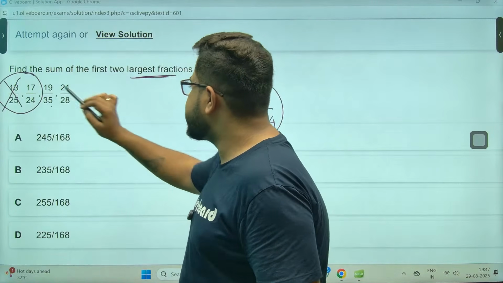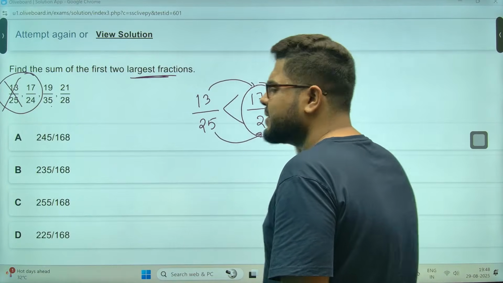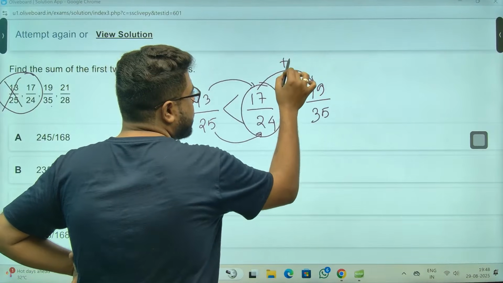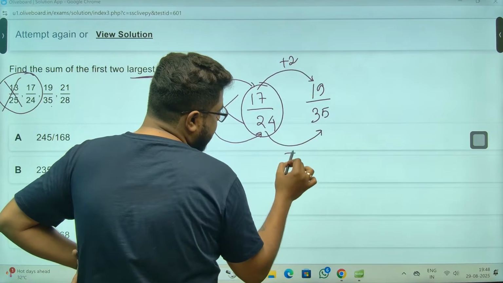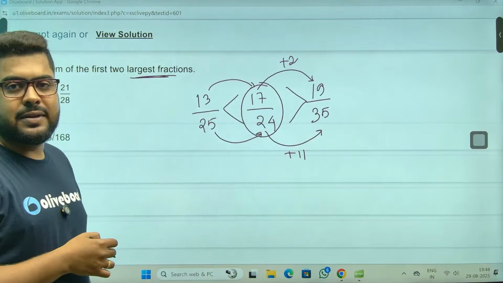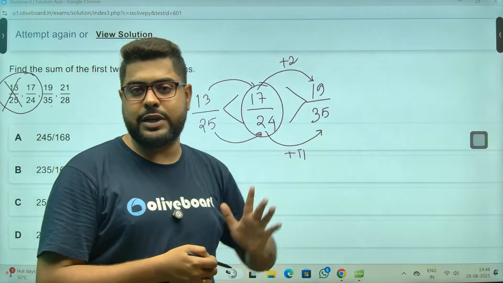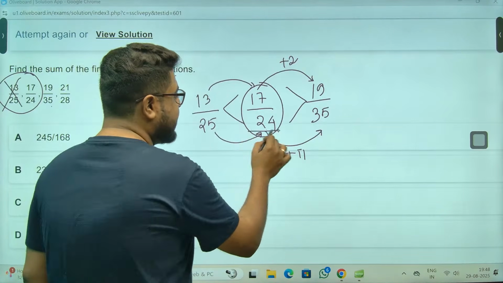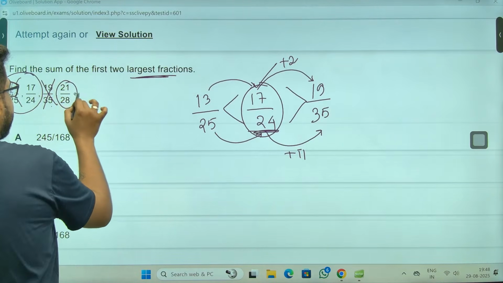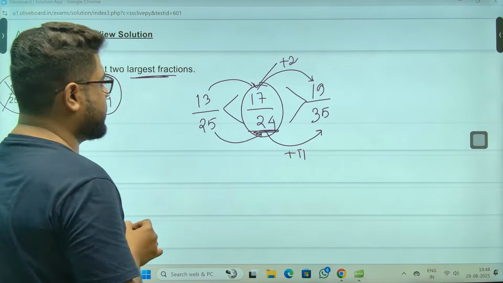Now let's compare this. So 19 divided by 35. Again, sir, please understand. It has only gone up by 2, whereas this has gone up by 11. So definitely this is greater, because the rate at which the denominator has gone up is much higher than the numerator. So again, this cannot be the highest. 21 by 24, that is, sir, 3 by 4.